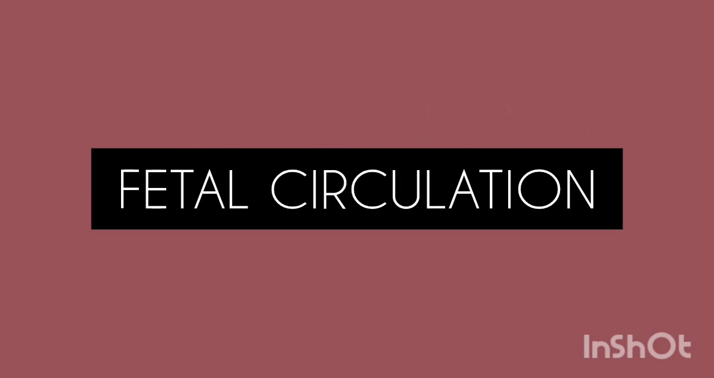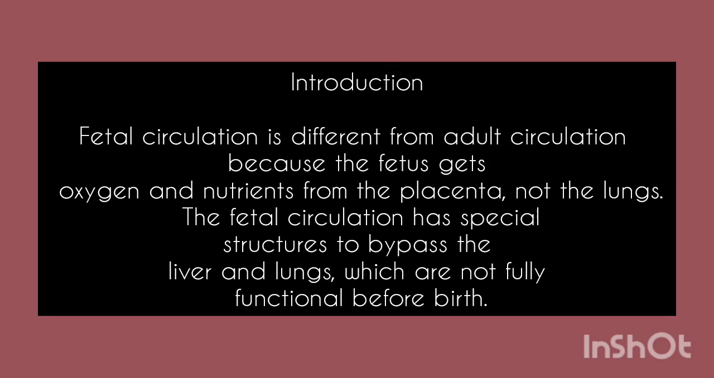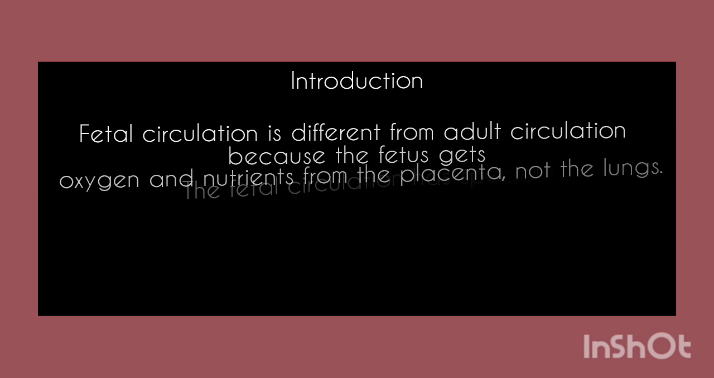Fetal circulation. Simple notes for BSc nursing students. Introduction. Fetal circulation is different from adult circulation because the fetus gets oxygen and nutrients from the placenta, not the lungs. The fetal circulation has special structures to bypass the liver and lungs, which are not fully functional before birth.